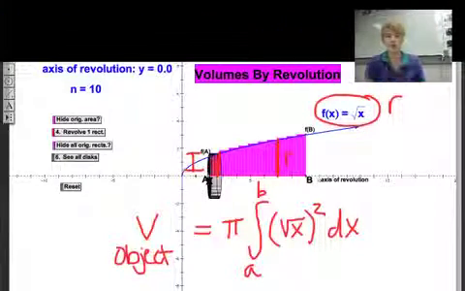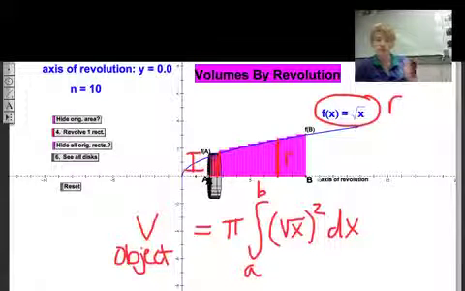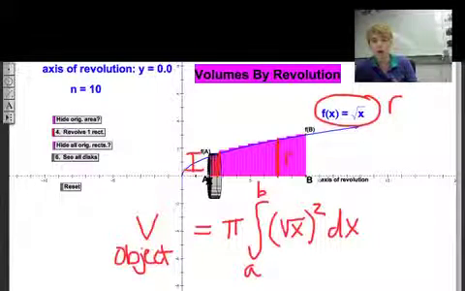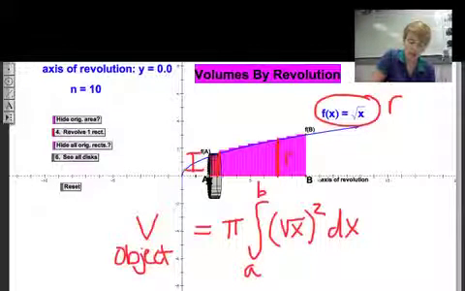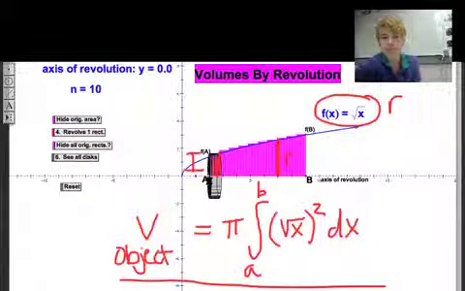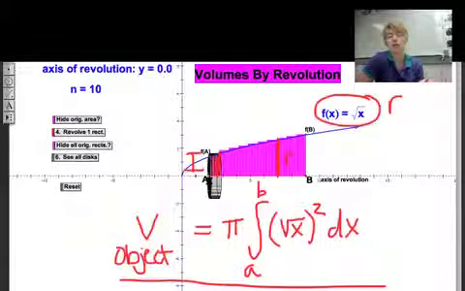Basically what this formula says is add up every single disk from A to B with pi r squared times the thickness. And if you can solve this integral, you can basically get your answer for volume. So this is just a visual aid to help you picture what's going on.